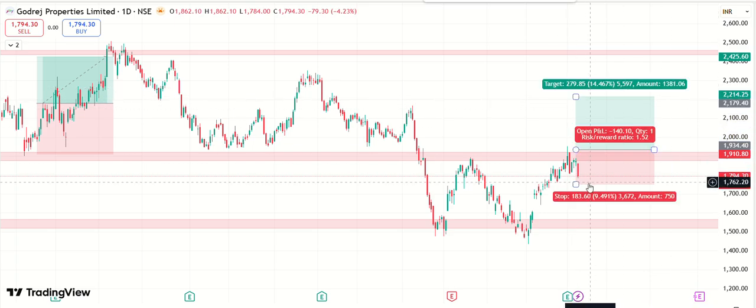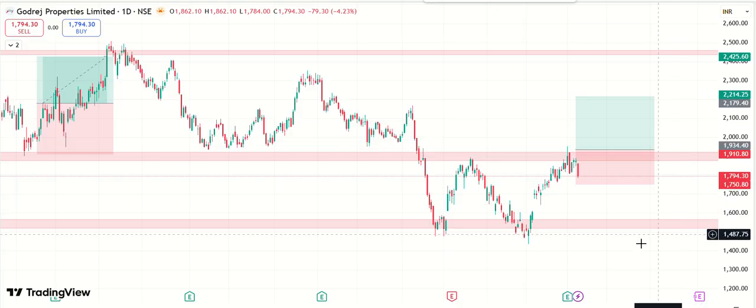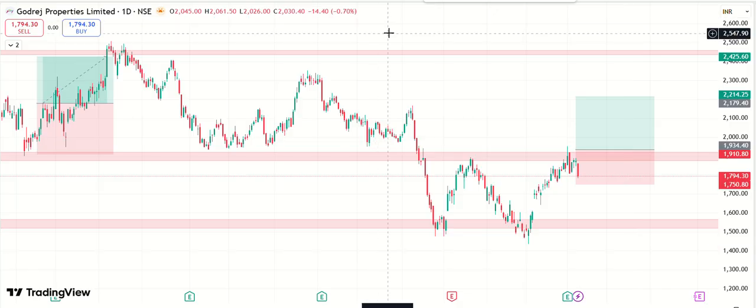So it's good. The entry price will be 1934, the target will be 2179 and the stop loss will be 1750. That's it. We analyzed the five stocks. I like the setup of only Federal Bank and Godrej Properties, these two stocks.